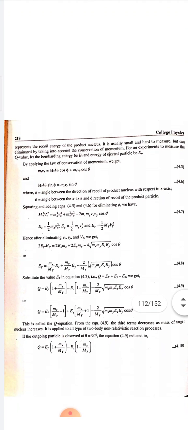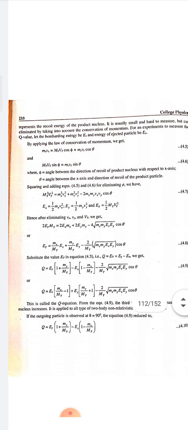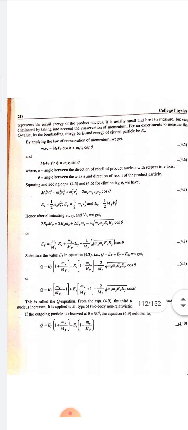We are not going into detail of this. Directly, Q will be nothing but Ey in bracket 1 plus my over capital MY, minus Ex in bracket 1 minus mx over MY. Here this Q equation is given. We are not going into detail of such an equation because it is too big an equation.